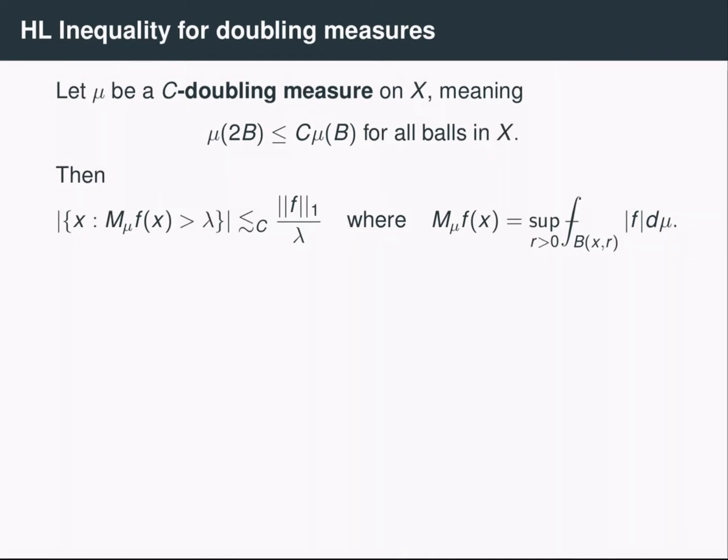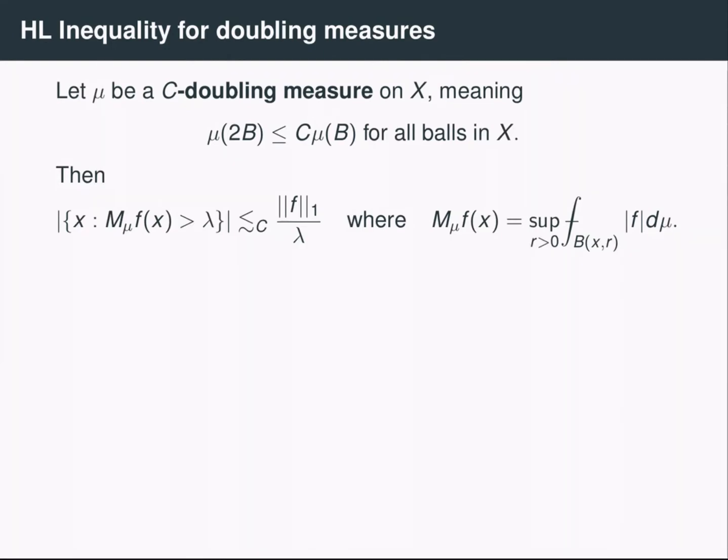So we recall that a measure is said to be a C doubling measure for some constant C on the metric space X if whenever I have a ball B in my metric space, if I look at the double of the ball, 2B, that is the ball with the same center but twice the radius, then the measure of this double is no more than some constant times the measure of the original ball. And this holds for all balls with the same constant C.